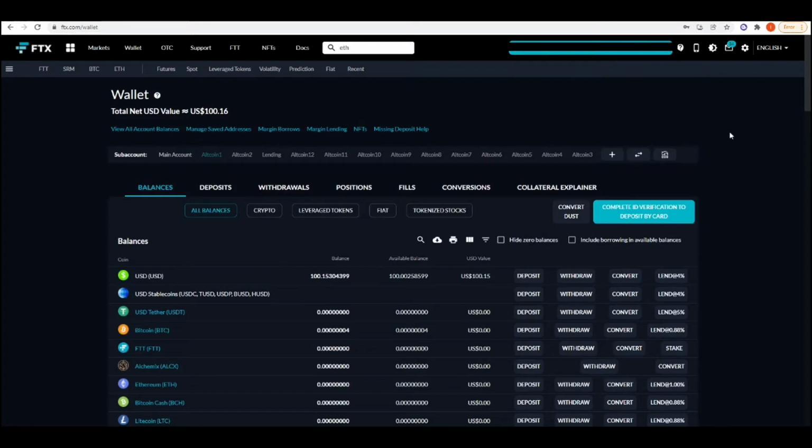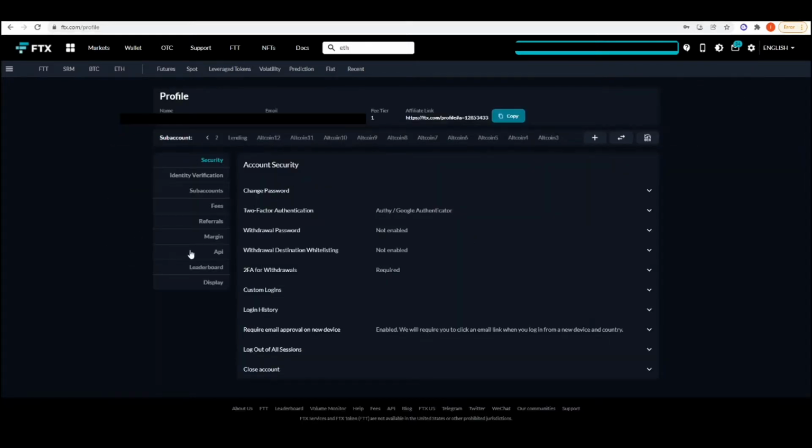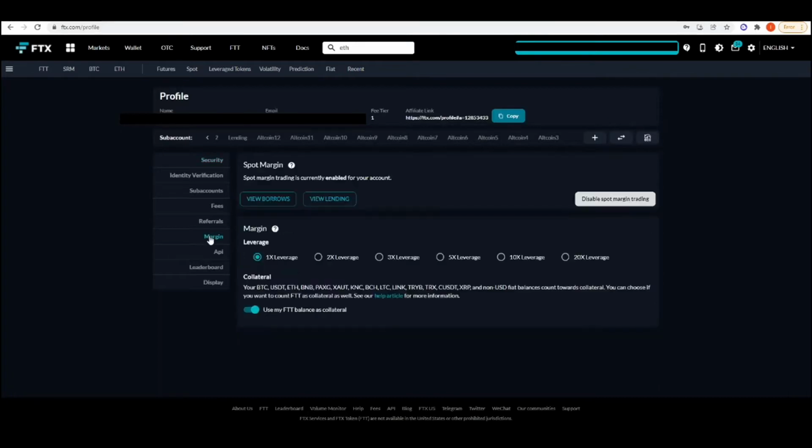Now that you've set up your account, I'll show you how to actually start short selling different cryptos. If you have access to perpetual futures, then you won't need to do this step, but if you don't and you just want to do spot margin selling, then you're going to need to do this first. We need to enable spot margin trading if we want to short sell anything. So we need to press this little cog icon and then go all the way down to margin.